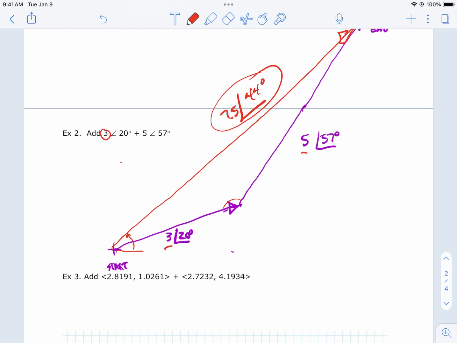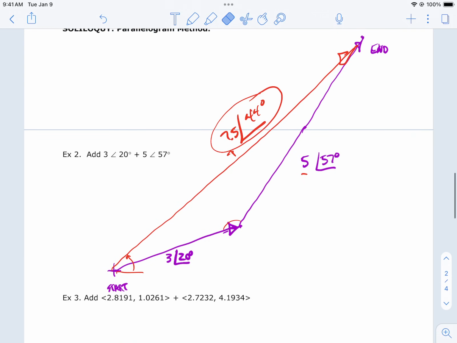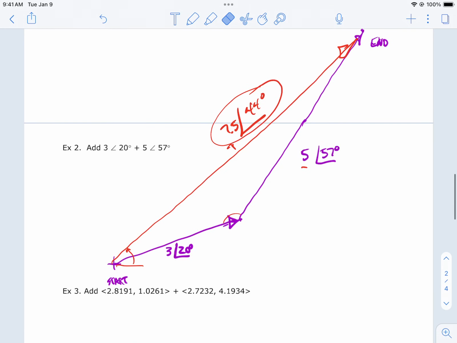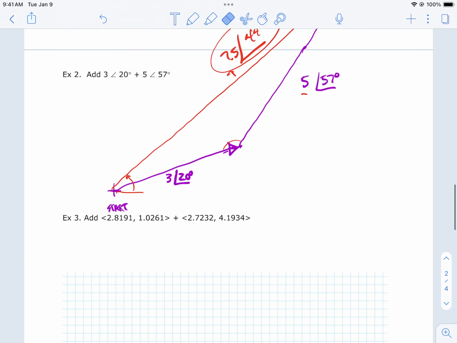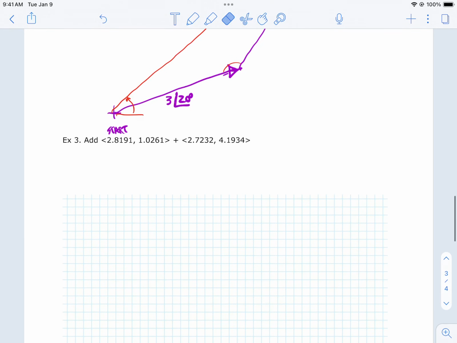did I add 3 and 5 to get 8? No. Did I add 20 and 57 to get 77? No. So it's not adding as in math class, it's adding as in vectorially, geometrically, or adding pictorially, whatever word you want to use. So when you add vectors together, you really got to scale it out and see what you got.